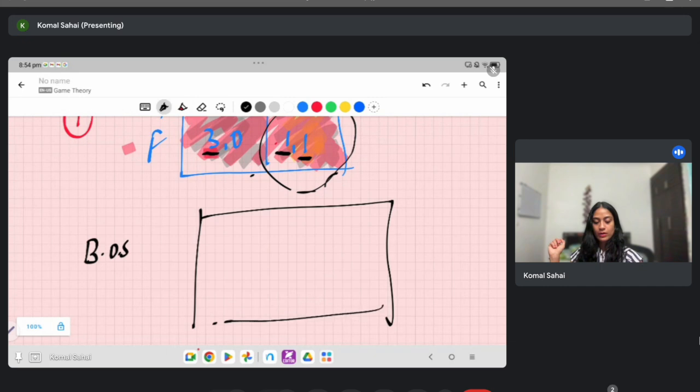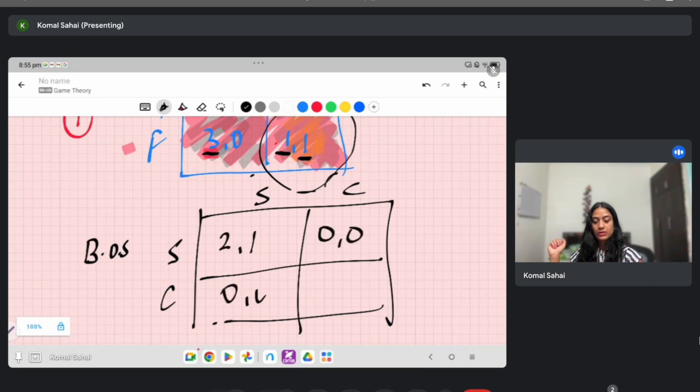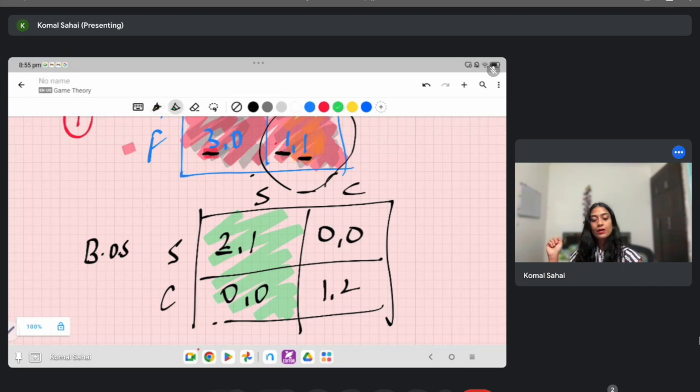So we have Rahul and Anjali deciding upon stand up and clubbing. All right, we have 2,1, 0,0, 0,0 and 1,2, right? And now thinking from say Rahul's perspective, okay, if Anjali is going to go to stand up, right, so Rahul is better off going to stand up because comparing 2 with 0, so 2, right? If Anjali is going to go to clubbing, then Rahul is better off going to clubbing.